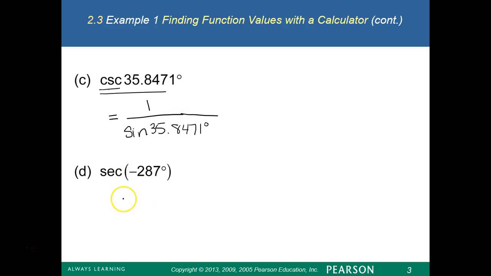Same thing goes here with secant. The reciprocal of secant is cosine. So this is the same thing as you plug into your calculator, 1 over cosine of your given angle, which is negative 287 degrees. Okay, so let's do that.